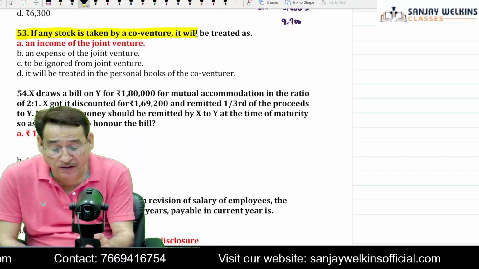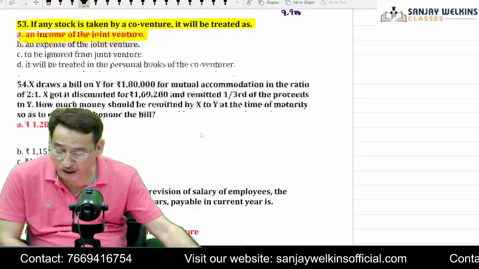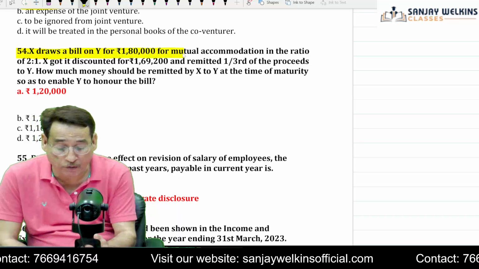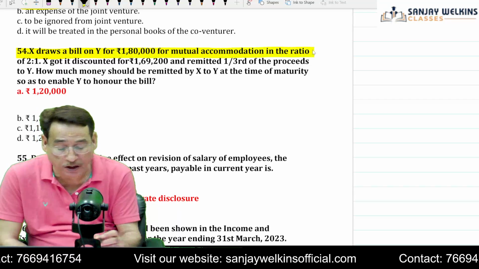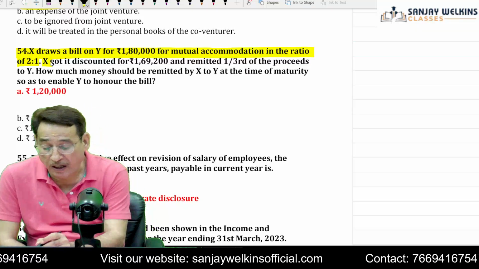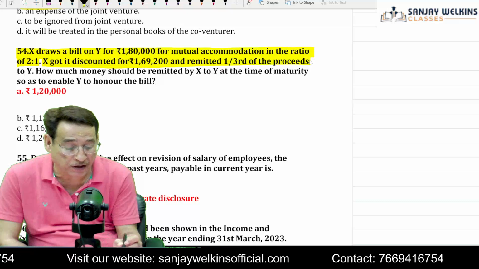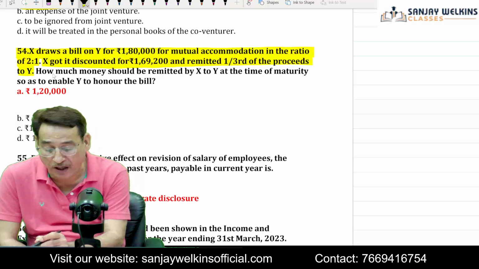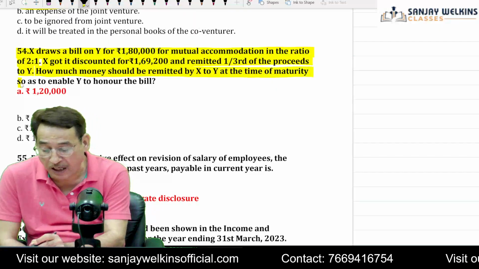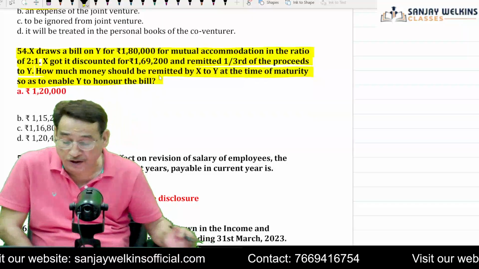If a stock is taken over by joint venture, it is treated as an income of the joint venture. I need not tell you. Further, it is written X draws a bill on Y for 1,80,000 for mutual accommodation in the ratio of 2:1. Correct? X got it discounted for 1,69,200 and remitted the proceeds 1/3 to Mr. Y. How much money should be remitted by X to Y at the time of maturity so as to enable Mr. Y to honor the bill?